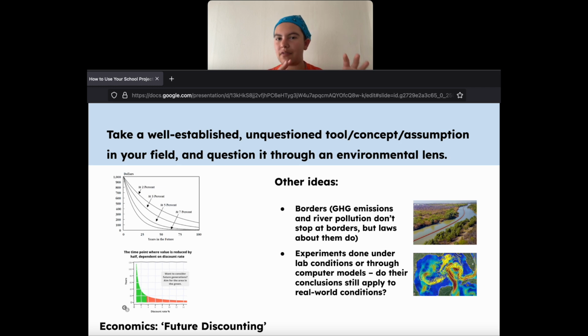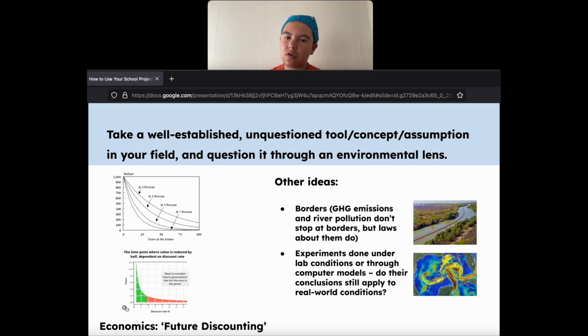So how can you have a law in one place that is really strict with pollution, and another place where the laws are really relaxed about pollution? The benefits of a law in one place aren't going to just disappear once they get to the border, or vice versa. So we can question borders as, do they work for environmental issues?